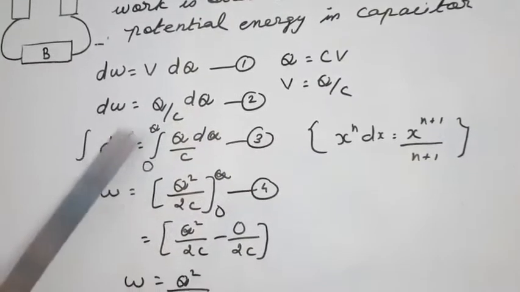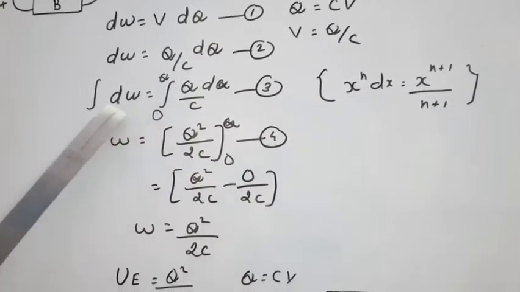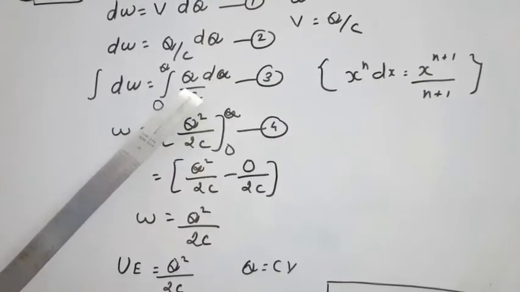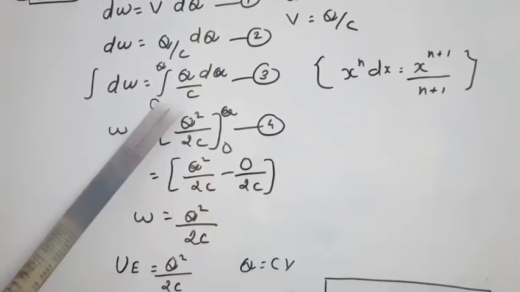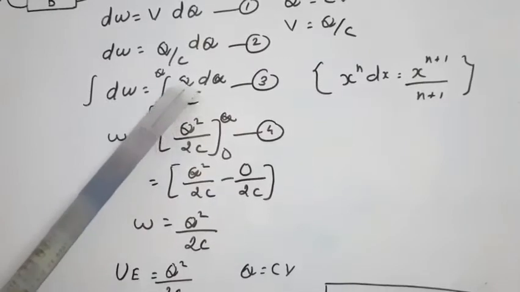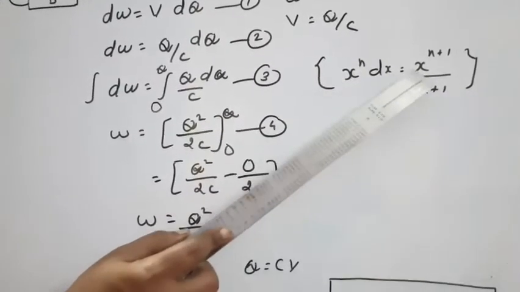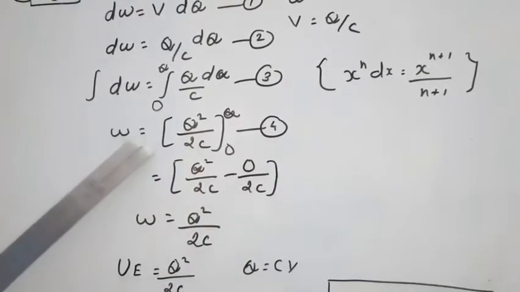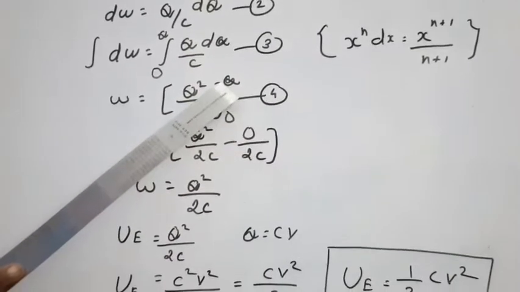And this is a small work done, so for the total work done we can integrate. So integral of dW is equal to integral from 0 to Q of Q by C into dQ. Integrating dW gives W, and Q into dQ according to the integration formula, integral of x^n equals x^(n+1) by n+1. Therefore this changes to Q square by 2C with the limits 0 and Q.